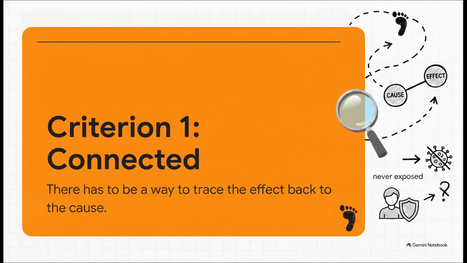Let's look a bit closer at that first criterion, connected. There has to be a tangible way to literally trace the effect back to the cause. They need to be in close physical or logical proximity. For example, if a patient is never actually exposed to a specific virus, you simply cannot argue that the virus caused their illness, right? That connection is literally the very first breadcrumb in our investigation.